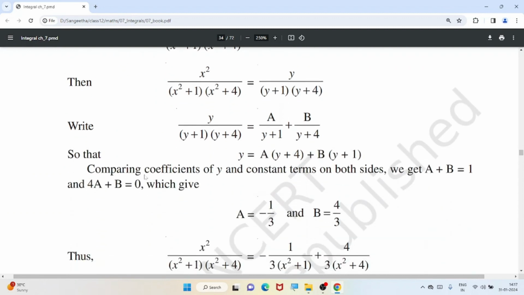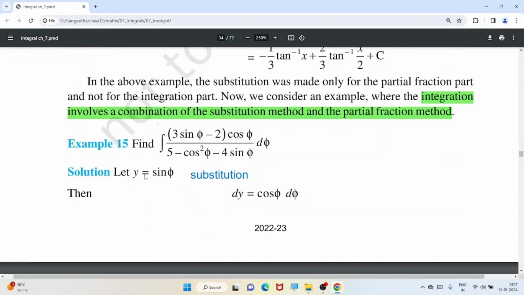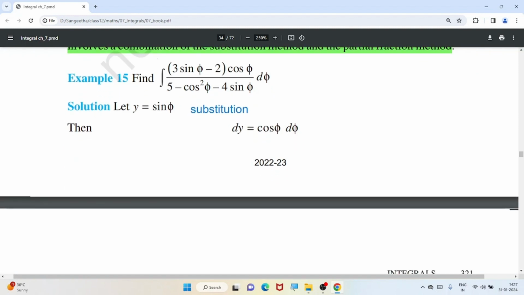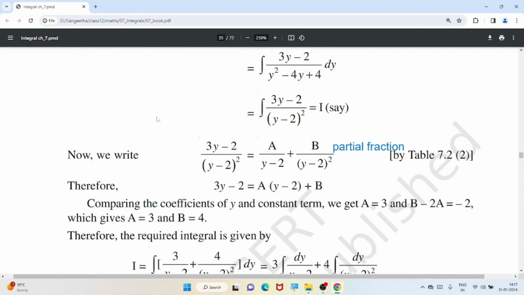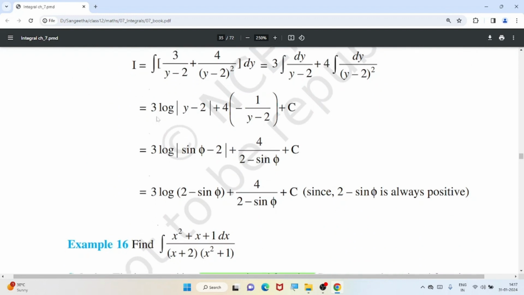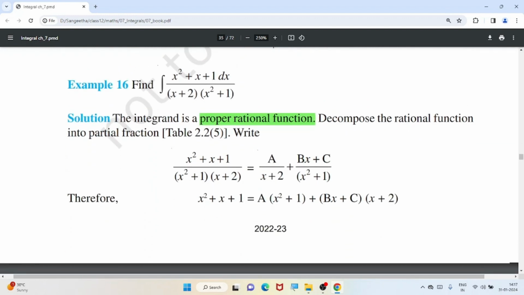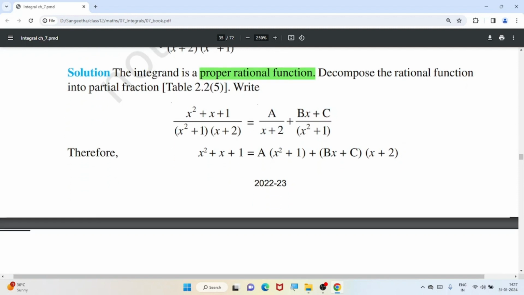Substitutes. So here in the examples below we are using both integration by substitution as well as partial fractions. In this example we first do the substitution, then we use the partial fractions. In the same problem we are using both rules, substitution as well as partial fractions. This is a proper rational function, because here the degree will be more, x cube will come, x square, so this is a proper rational function.